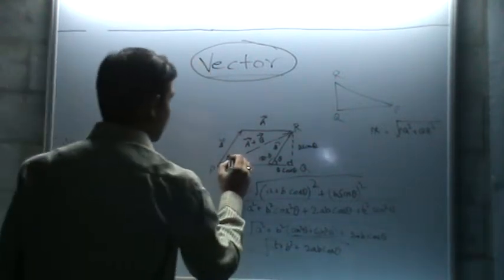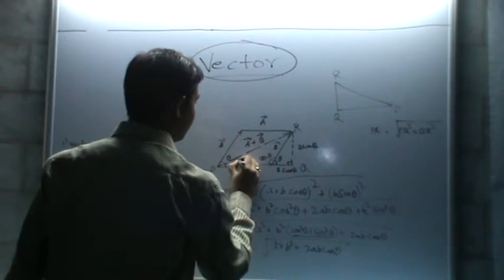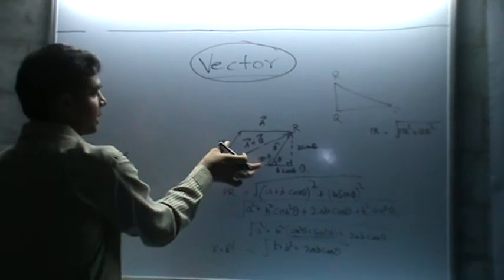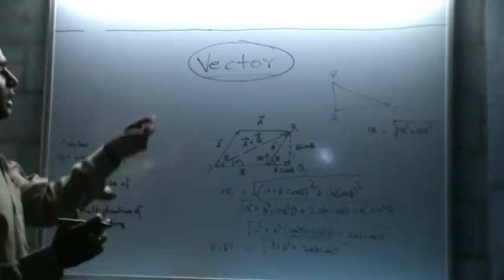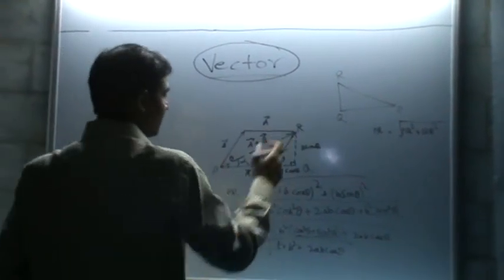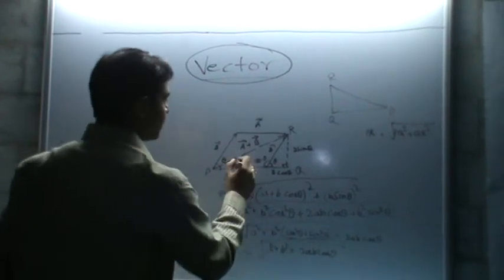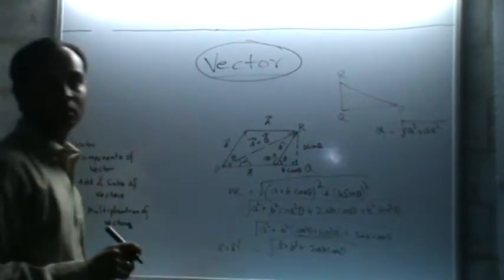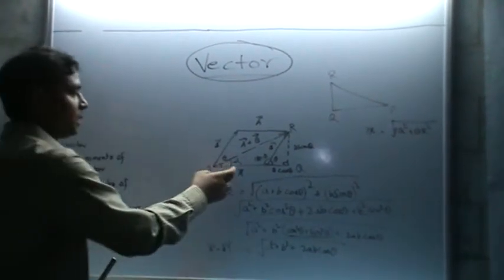Right? And this angle alpha, the direction. This is the magnitude of the sum of two vectors. What we say? Resultant vector. This will be the magnitude, and the direction alpha you can calculate by this component and this force. Got it? Right?